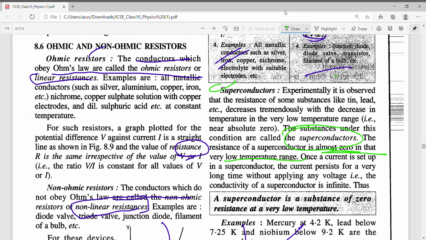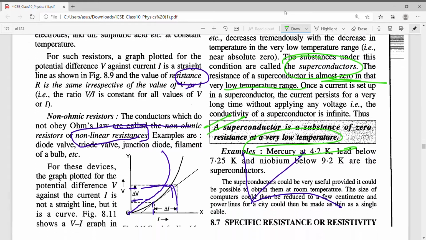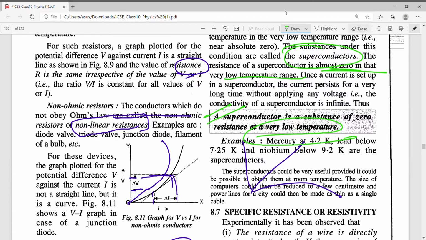Means it can conduct so much, you cannot count that. Okay. So a superconductor is a substance of zero resistance at a very low temperature, because the lower the temperature, the lower the resistance. So at very low temperature we are getting superconductors. Okay. Now let's move on to specific.